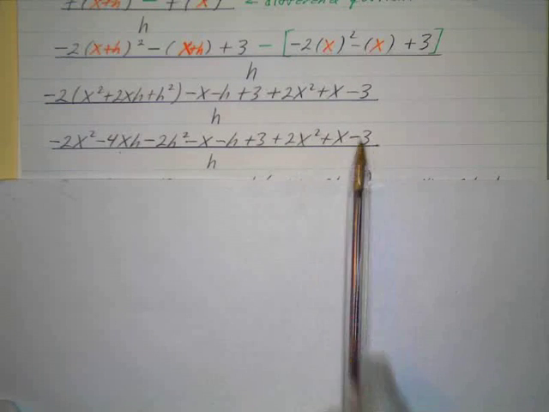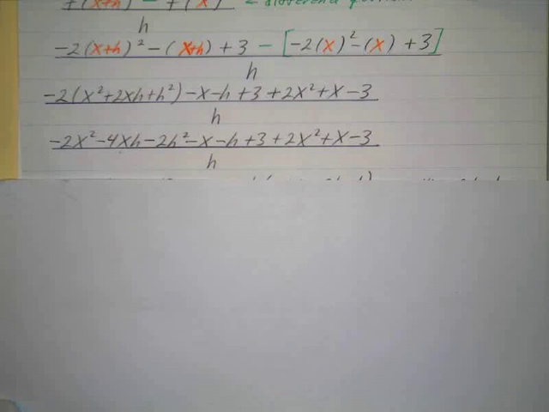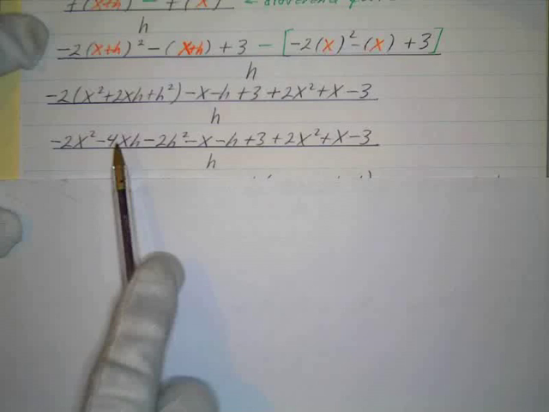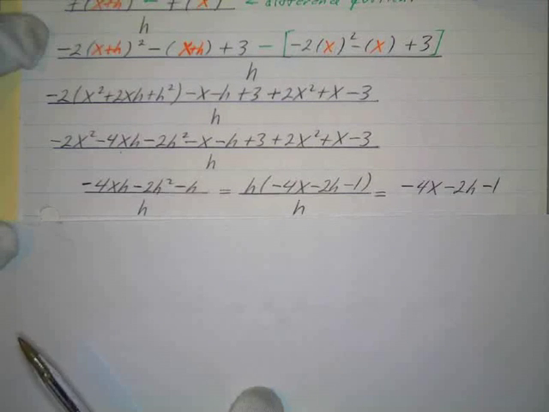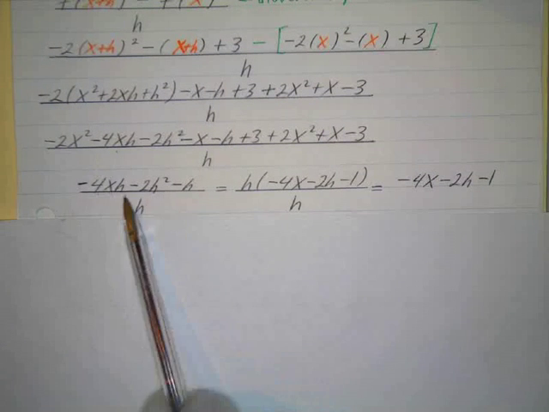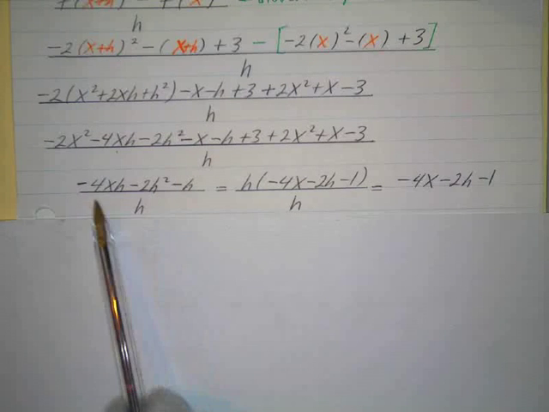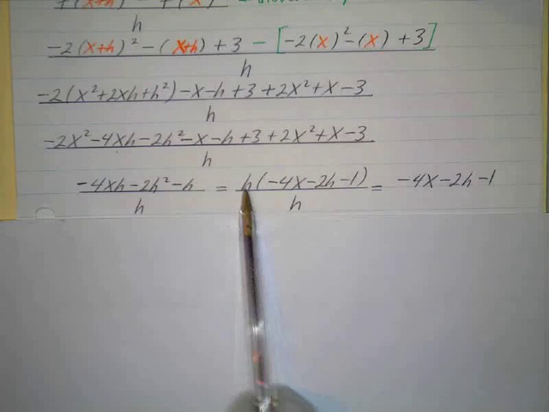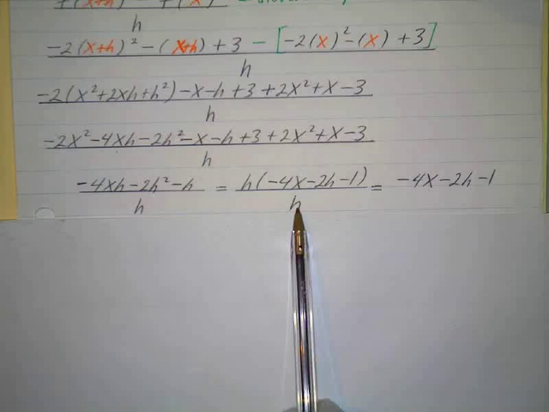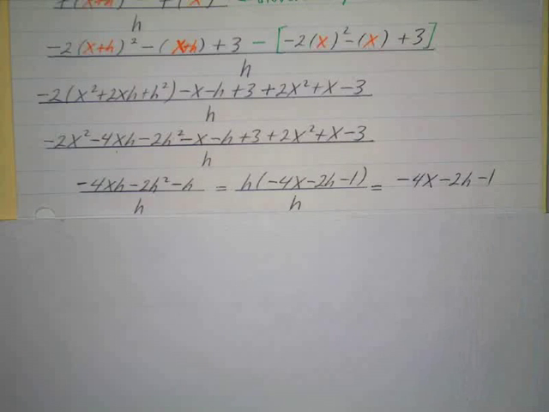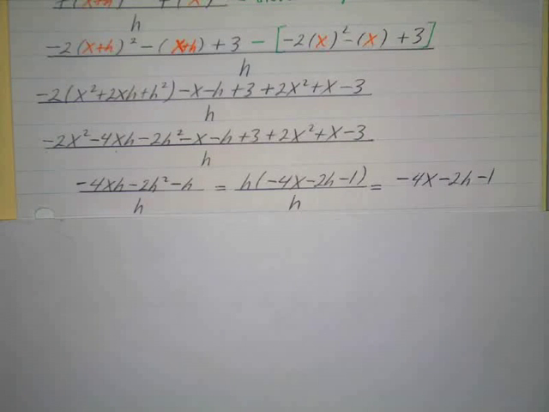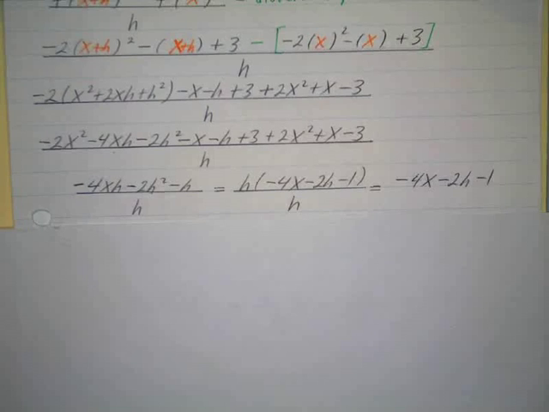And then again, my x squared terms cancel, my x terms cancel, and my numerical terms cancel. If that doesn't happen, you probably made an error. You want to go back and check and find out what you did wrong. All that's left again are terms with h's: negative 4xh, negative 2h squared, negative h. Then again, we've got an h in each of these terms, so I can factor that out. Those h's will cancel, and this is what we have left. So these are all the steps, and make sure you can follow all of this one.